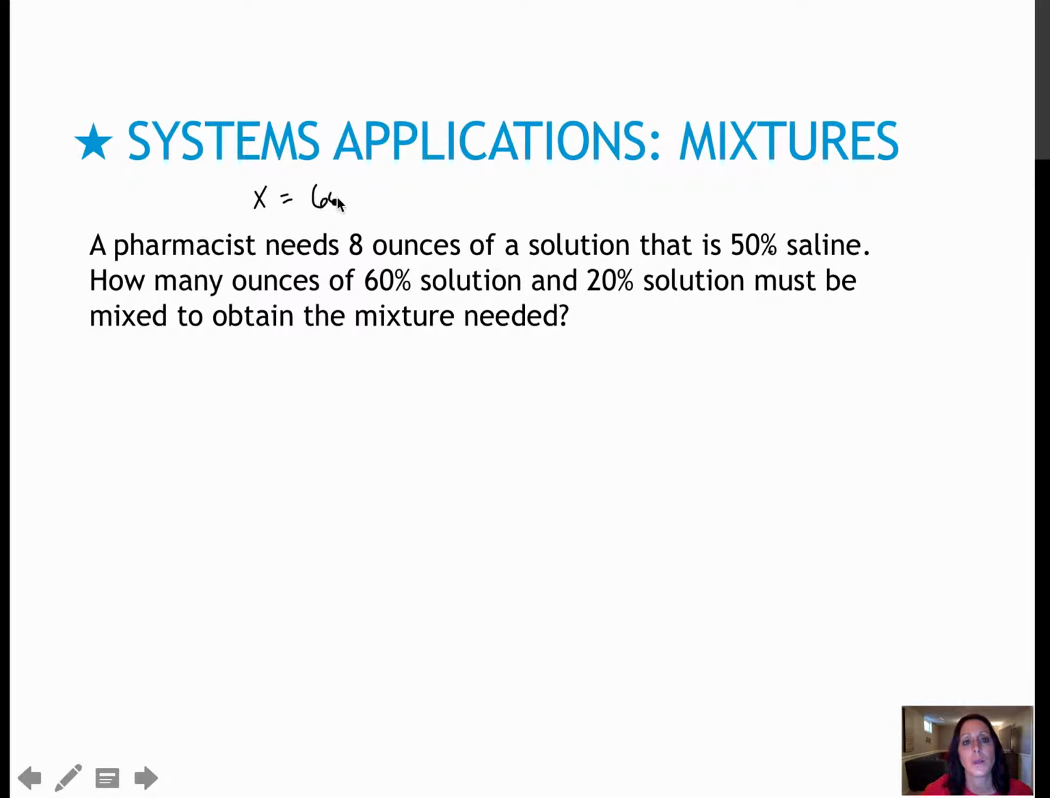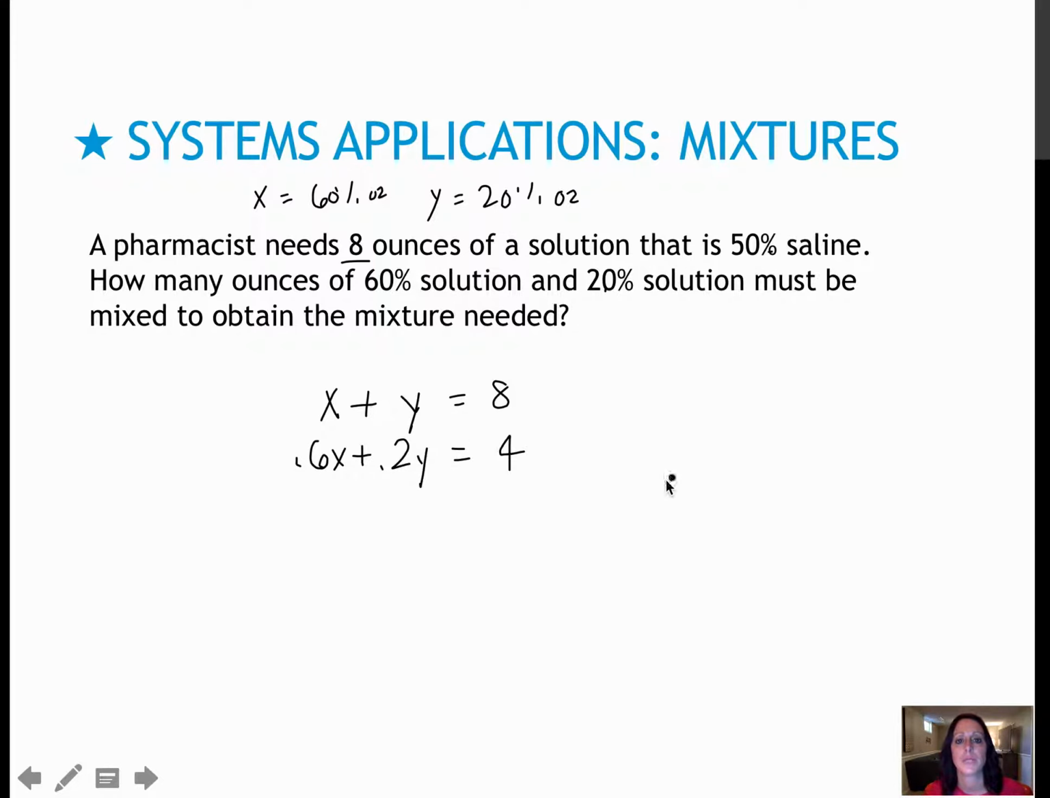So x is going to be my 60% and y is going to be my 20%. And of course, these are the number of ounces. So total, I'm going to have 8 ounces. So x plus y equals 8 ounces. And then just as I did last time, I'm going to take 60% or 0.6 times x. I'm going to take 20% or 0.2 times y. And for 8, I'm going to take 8 times 0.5, which of course is 4.